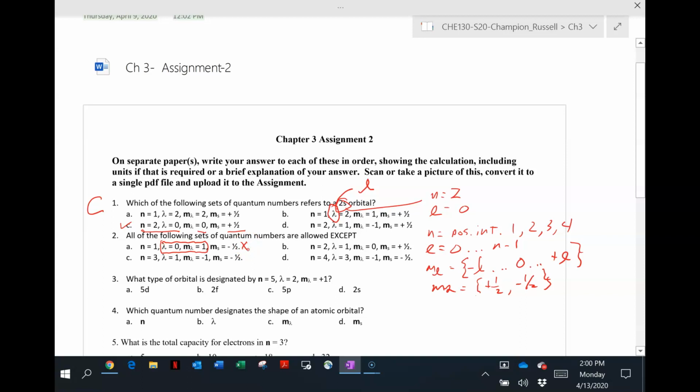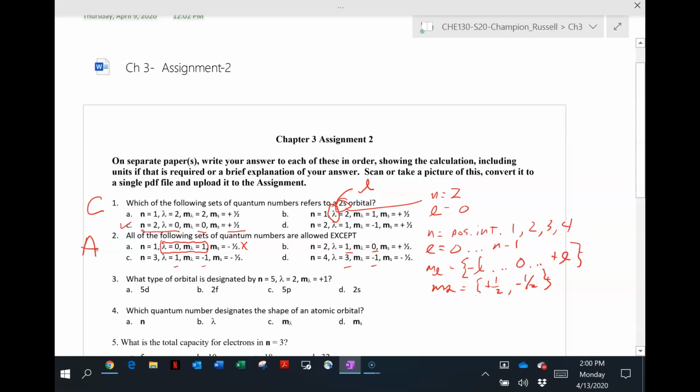If we look at all the other ones, the m sub L values are okay. 1, negative 1, that's okay. 1 and 0, that's allowed. 3, negative 1, that's okay. And then if we look at the m sub s values, basically they have to be either plus or minus 1/2. They're all okay. So A is the correct answer there, which is the one that's wrong.